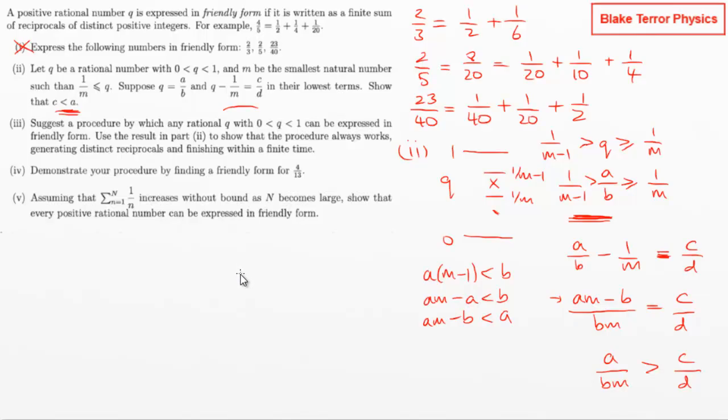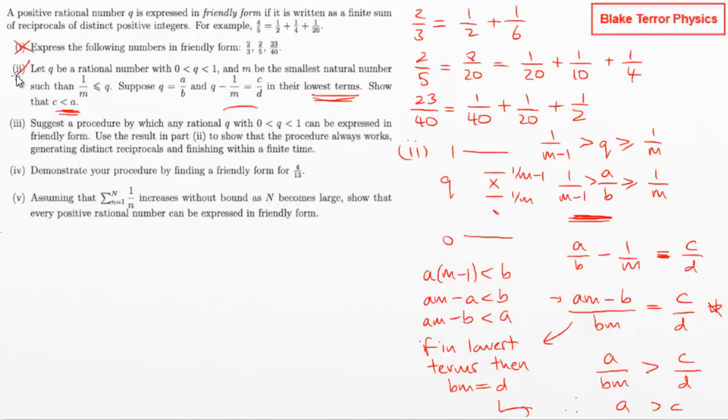Right, so that's sort of there, except we've got a bm and we've got a d. And we've got no way of getting rid of that d because it's the only place it turns up. So how do I use, what are we doing? Suppose q is a over b, q minus 1 over m equals c over d in their lowest terms. If these are in lowest terms, then bm is going to have to be equal to d, otherwise they're not in lowest terms. If these things are the same, we must have the same number top and bottom on both of them. So am minus b would have to be equal to c, and bm would have to be equal to d. So we're fine. And then we can say, therefore, a is greater than c.